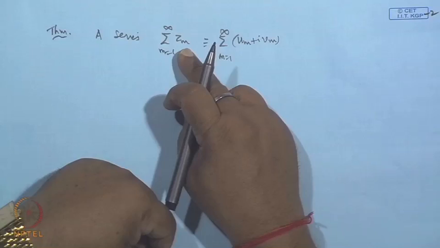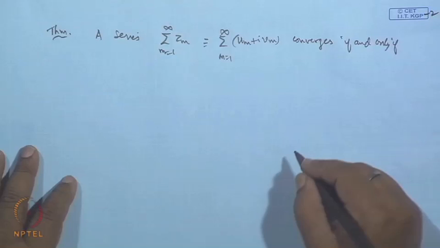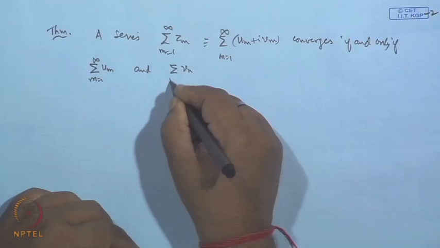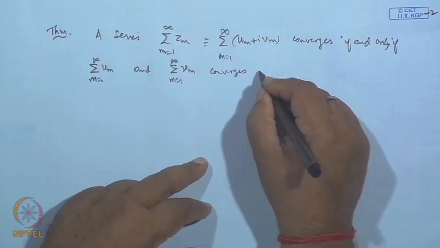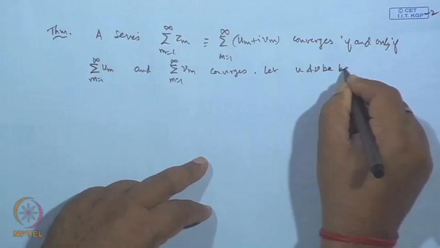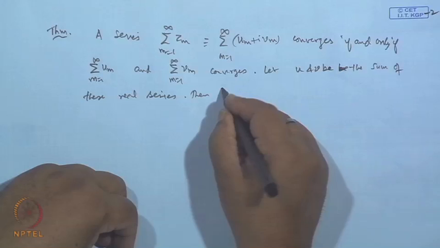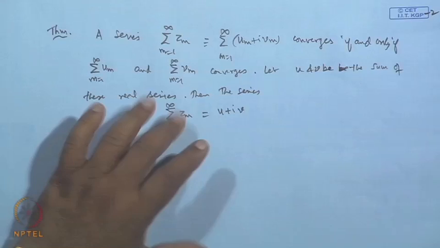converges if and only if the series sigma of Um, m is 1 to infinity, and the series sigma of Vm, m is 1 to infinity, converge. Okay. And if it converges, let u and v be the sums of these real series, then the series sigma of Zm, m is 1 to infinity will converge to the sum u plus i v. So, that is the first result which we have.